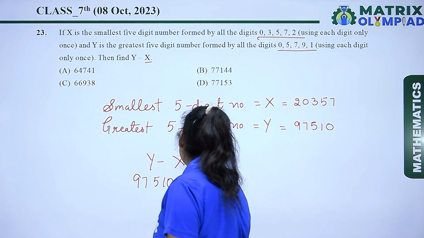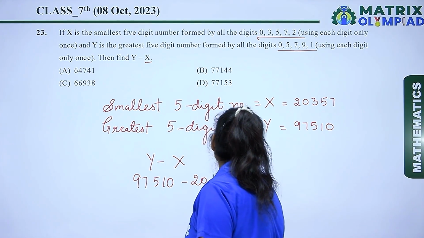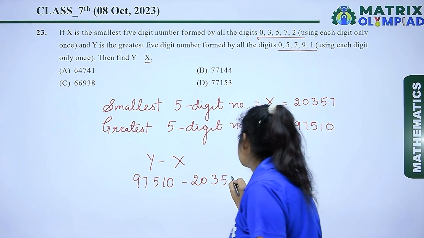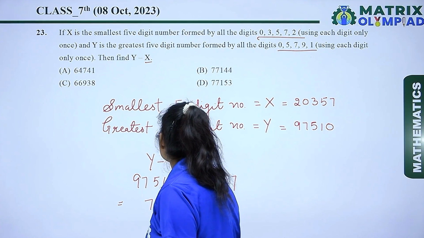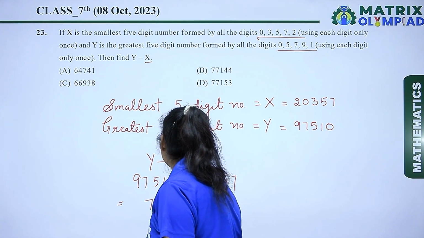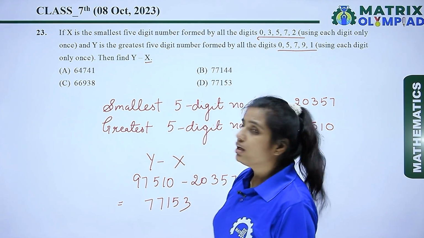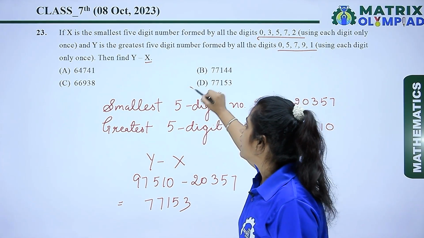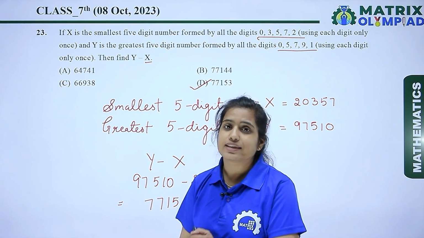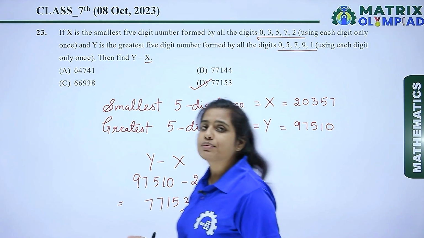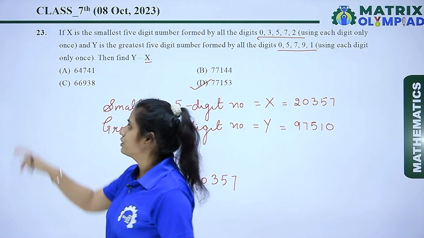97,510 minus 20,357. So here after subtraction we get 77,153. So here we can observe that option D is the correct answer. So I hope you understand this question. Now let's begin with the next question.